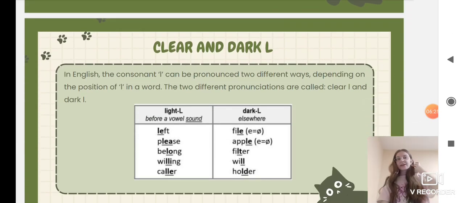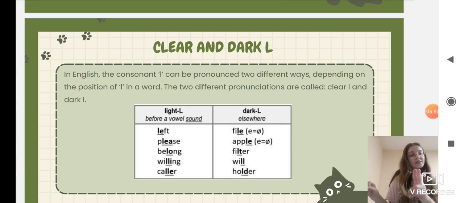And our next topic is clear L and dark L. In English, the consonant L can be pronounced in two different ways, depending on the position of L in a word. These two different pronunciations are called clear L and dark L. As clear L, we have examples like left, please, belong, willing, and color. But as dark L, we have file, apple.